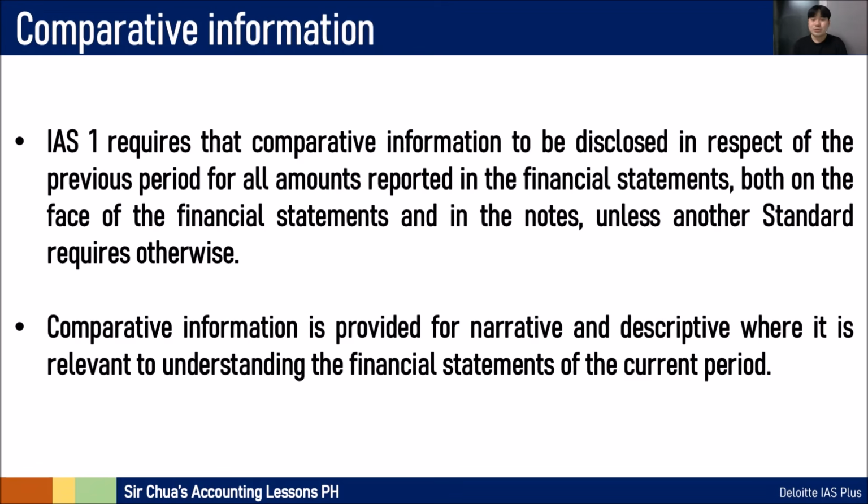And then IAS 1 also requires you to show comparative information to be disclosed in respect of previous periods for all amounts reported in the financial statements, both on the face and in the notes. So even in the notes to the FS, you should also present comparative information. So let's say, for example, you want to show the breakdown of property, plant, and equipment. So you also have to show the breakdown in comparative information as well. So for example, PPE for 2022 and 2021 in the notes to financial statement, you should also present the details of that property, plant, and equipment in comparative format, 2022 and 2021.